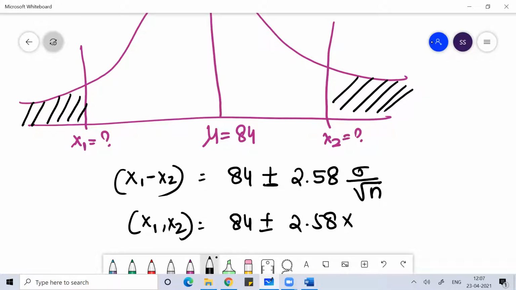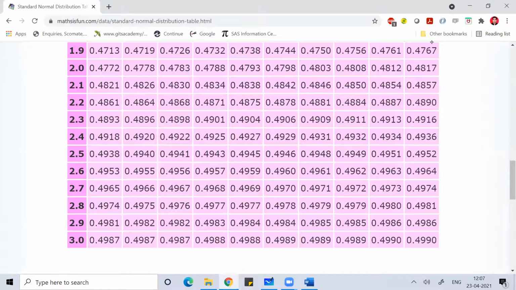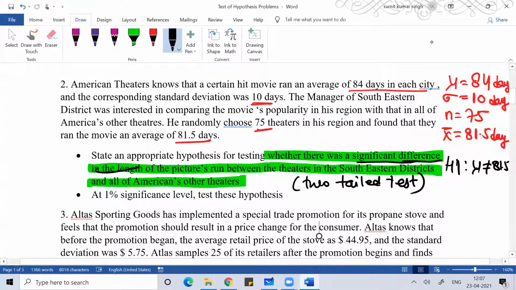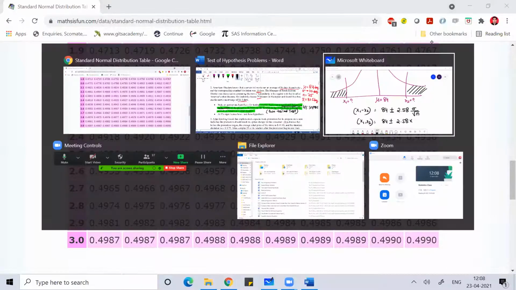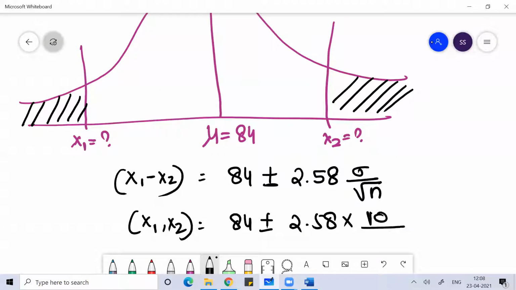What is your sigma here? Sigma is 10 and n is 75. So you can solve this.